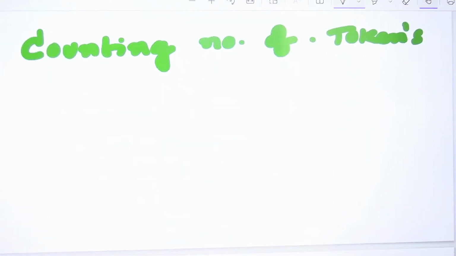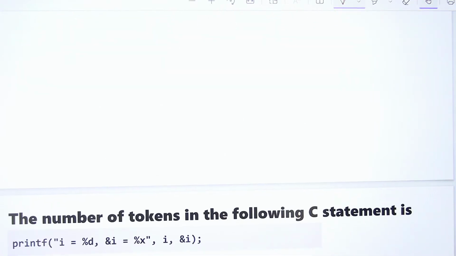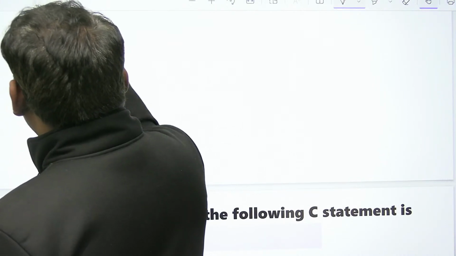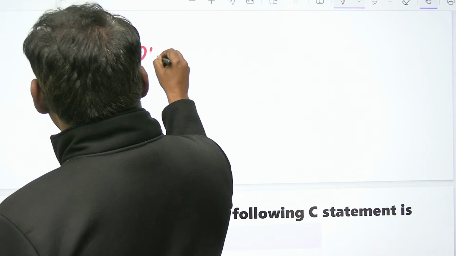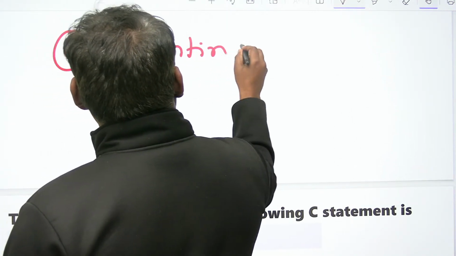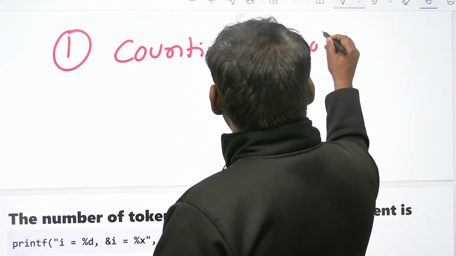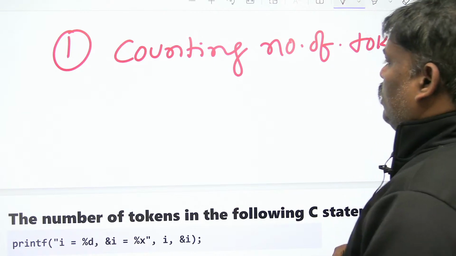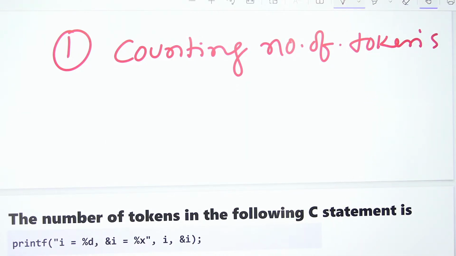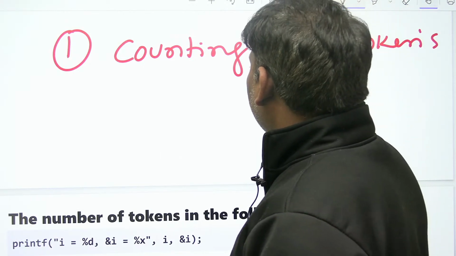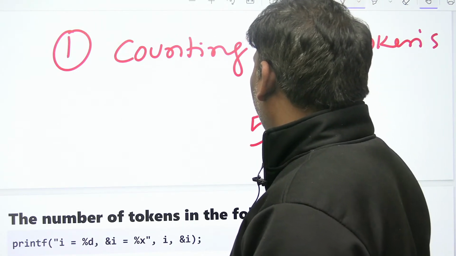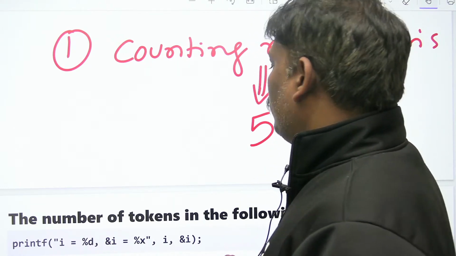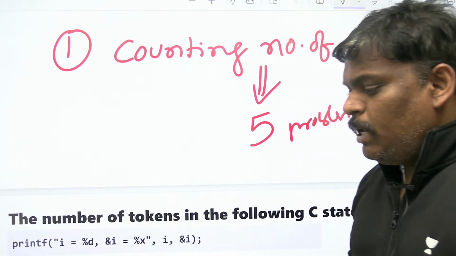Now see, in compiler design, the first important topic is counting the number of tokens. Please practice on this topic, minimum 5 problems.